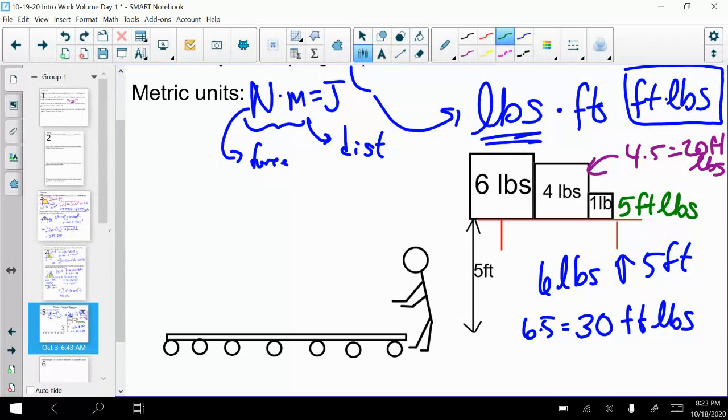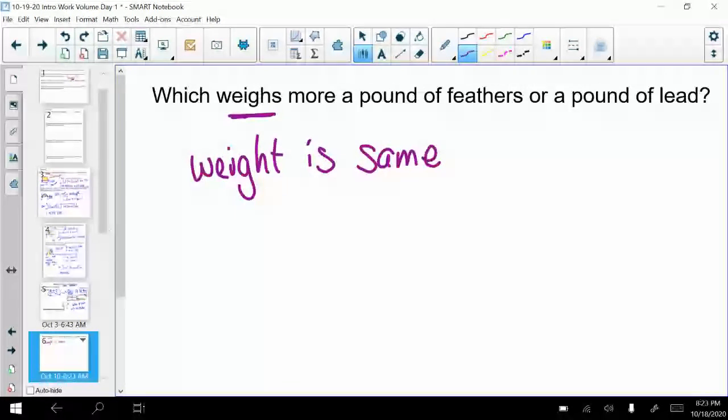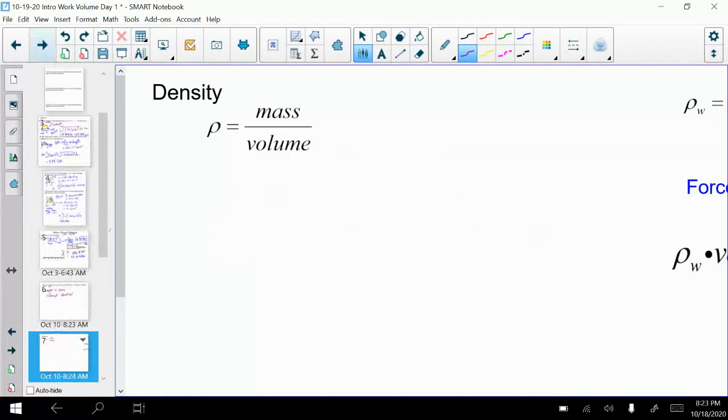So just quick review on work, because where we're going with this is, of course, needing to use it to take integrals. One more thing before we dive into this is, what weighs more, a pound of feathers or a pound of lead? And of course, they weigh the same, but they have very different volumes because they have very different densities. Okay, so sometimes density comes in. And so that's where we're going, we're going to be doing stuff using densities. So let's keep getting into it.